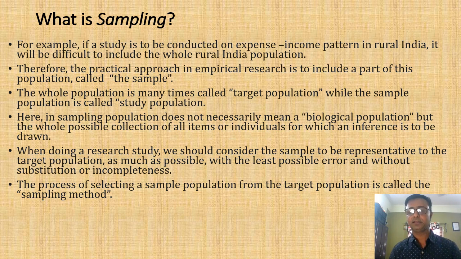For that, we have to take care that when we do sampling or collect the sample, the error is minimal, and we are not doing any substitutions, or it's not incomplete. The term sampling means a systematic or proper way of collecting samples from the population. So the selection of a sample population from the target population is called the sampling method.